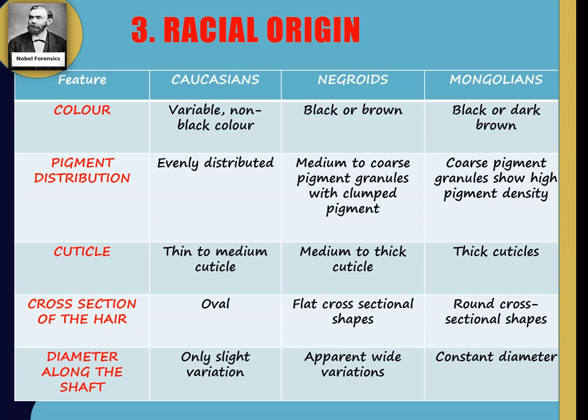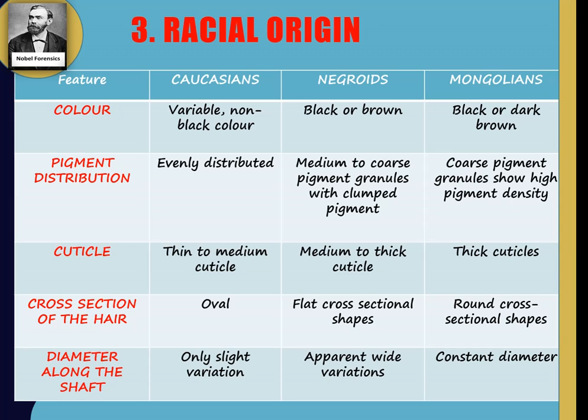But in Mongoloids, black or dark brown color. Pigment distribution. In Caucasians, evenly distributed. In Negroids, medium to coarse pigment granules with clumped pigment. In Mongolians, coarse pigment granules show high pigment density.